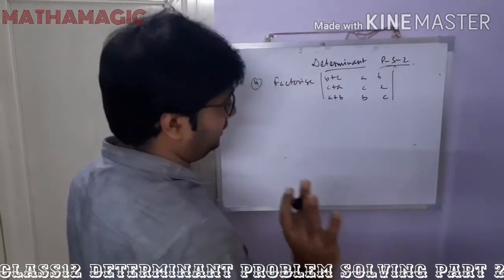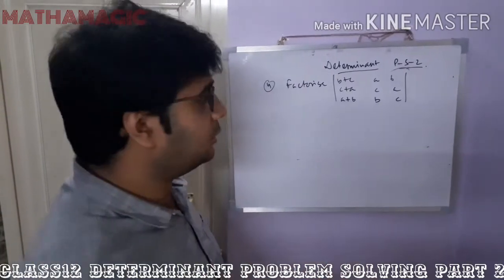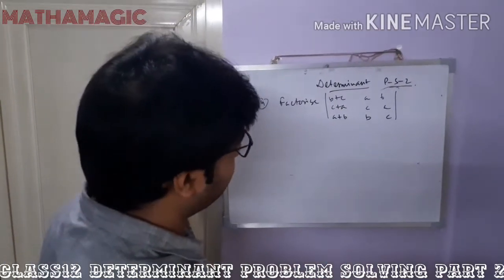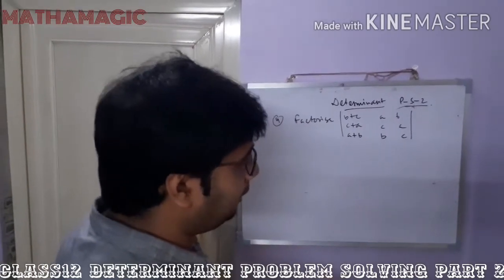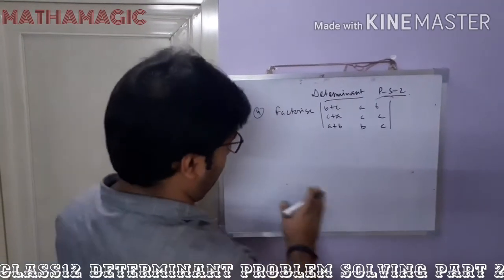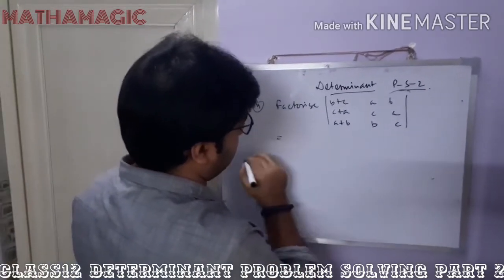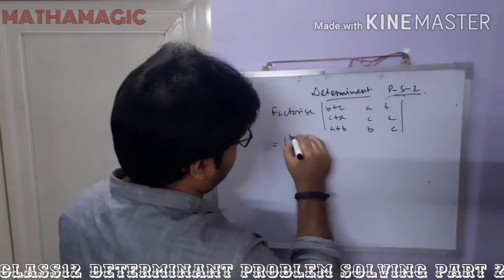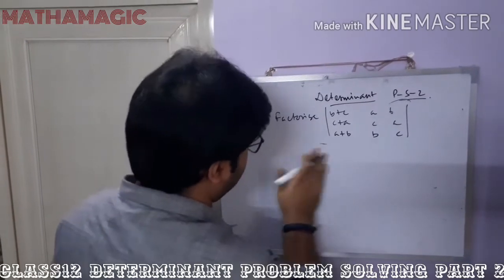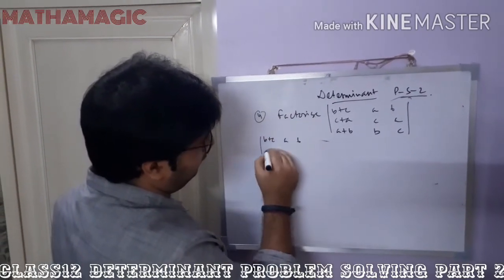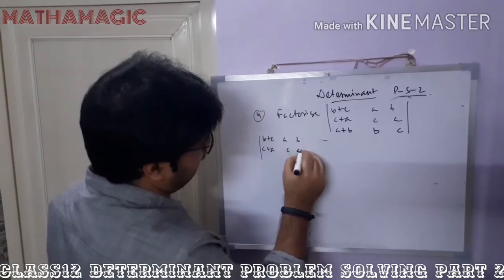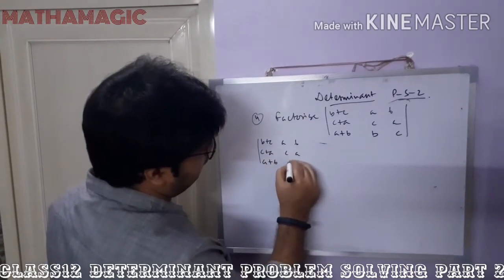Factorize. Factorize means nothing to get confused. Factorize means just do the normal determinant solving procedure. You just use the solving procedure, and the answer should come within the factorized format. I'll show what is a factorized format. So first write it down, that b plus c. I'll start from this side. So b plus c, a b, c plus a, c a plus b, b c.